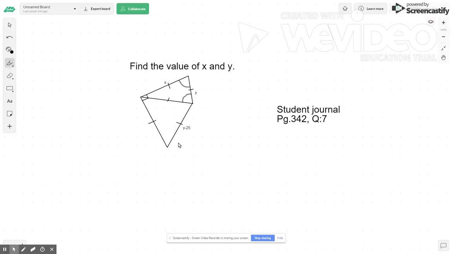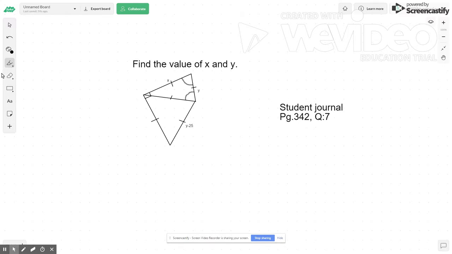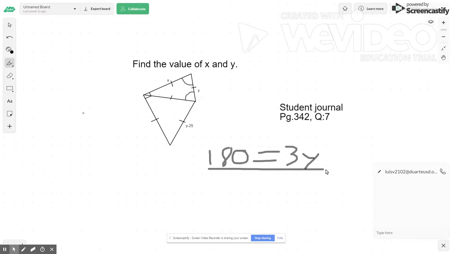So in order to find it, we're going to be using the base angles theorem. So in order to do this, we need to get 180. 180 equals 3y, because there's 3 y's. 1, 2, 3 from this triangle. So we're going to do 3y divided by 3, because we want y by itself.